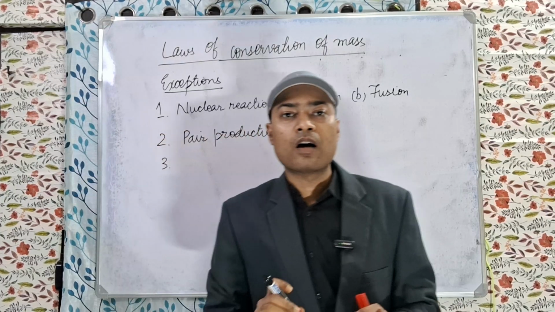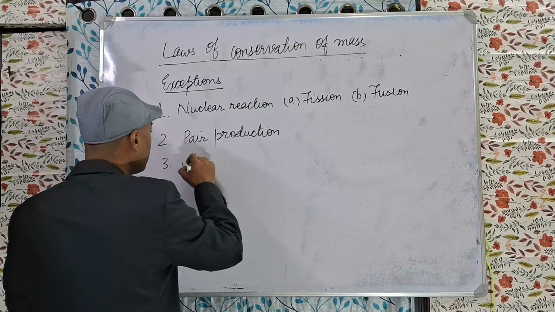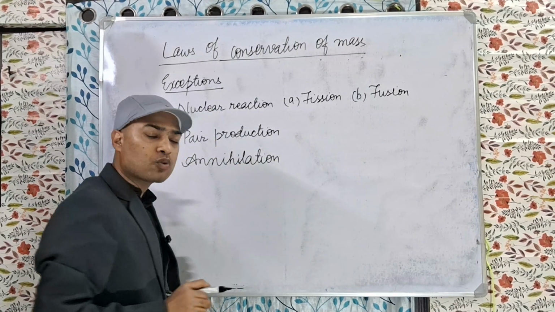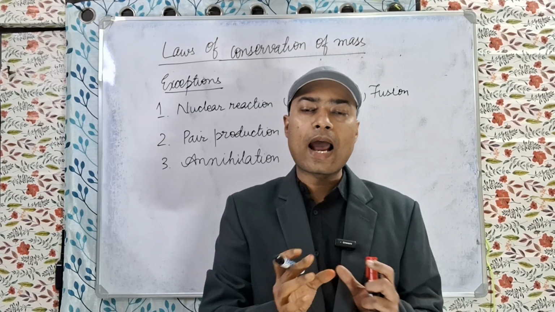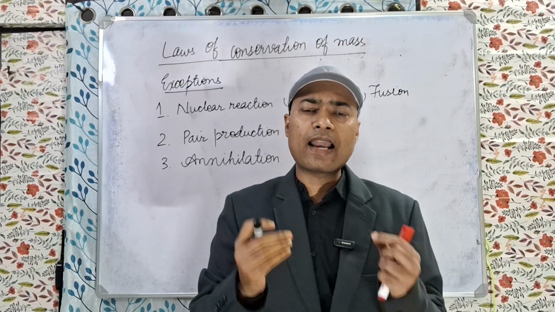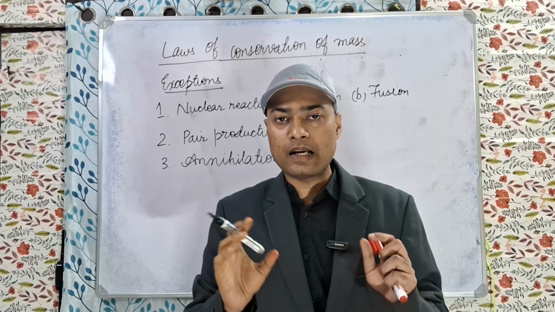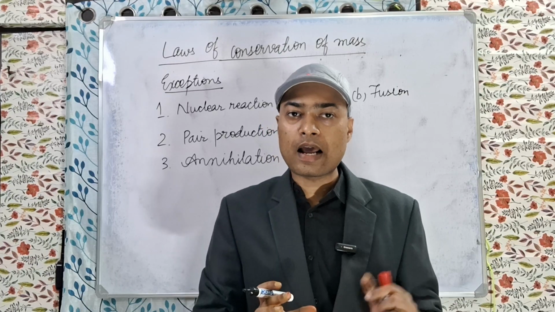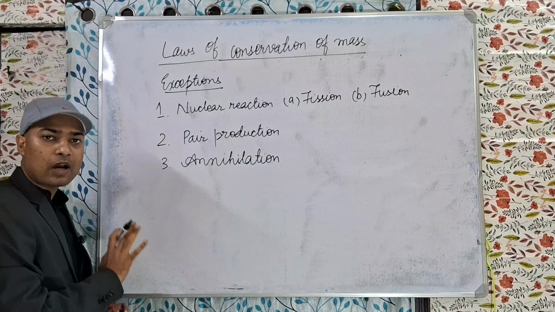So what is the opposite of pair production? That is the annihilation reaction. Basically matter and antimatter collide with each other and they destroy each other, they annihilate each other. So if an electron and a positron combine, they get annihilated. When an electron and a positron collide with each other, they destroy each other, and that is the annihilation reaction. Okay, I hope I am clear to all of you and you can note it down.